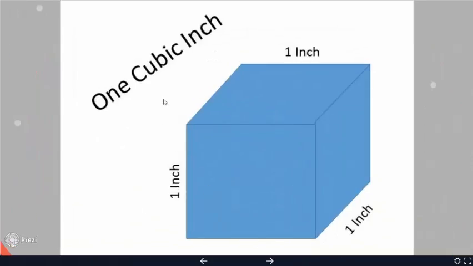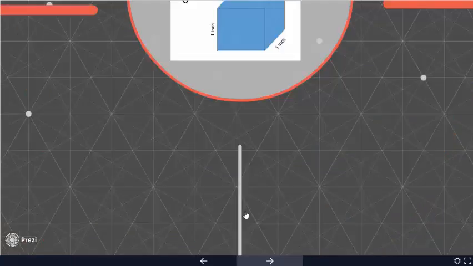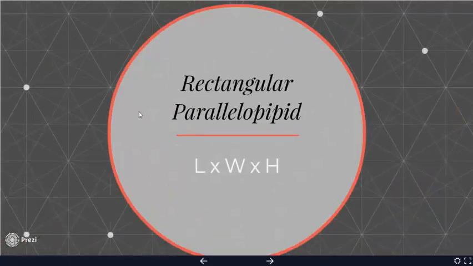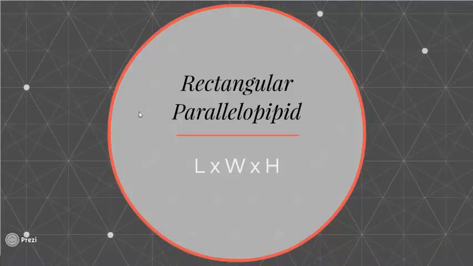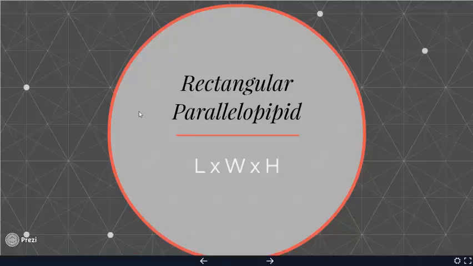So here we see a cubic inch is 1 inch by 1 inch by 1 inch. So we'd go 1 times 1 times 1. So this cube here is equal to 1 cubic inch. The only shape that we are going to discuss is called a rectangular parallelepiped, which just means it's got rectangles on all of its sides, either squares or rectangles. And for that, to calculate volume, it's length times width times height.